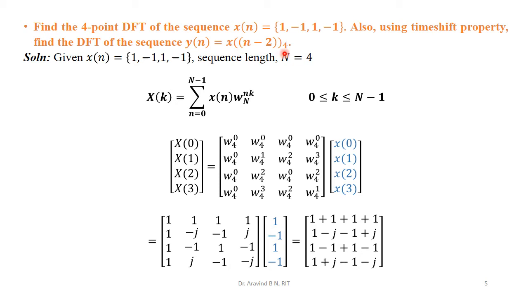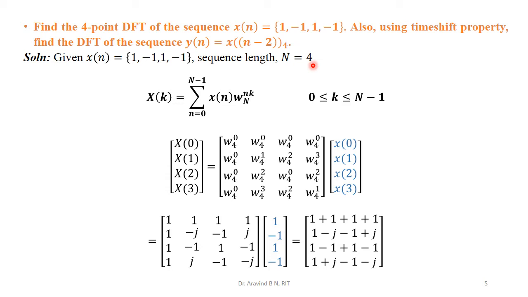So which are all the given parameters? Note down. Given x of n is equal to 1, minus 1, 1, minus 1. Also the sequence length is given, which is represented here as 4-point DFT. Therefore the sequence length N becomes equal to 4.